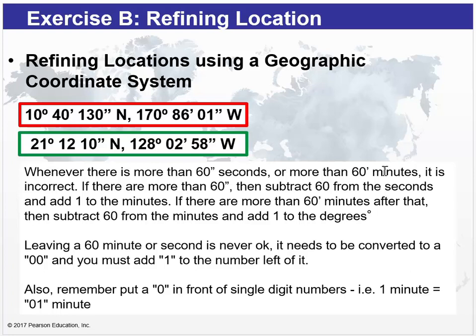So that's what we're looking at here. If there are more than 60 seconds or 60 minutes in a previous number, then we are basically going to subtract 60 from that number, add 1 to the minute or 1 to the degree, and then what we're left over with is going to be the final answer. And so that's why, jumping up here, you can see how 130 seconds is not going to be accurate, right? And 86 minutes is not going to be accurate either. And if we're looking down here, oh, and there's a minor typo.